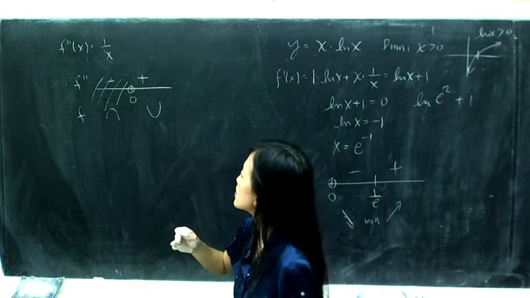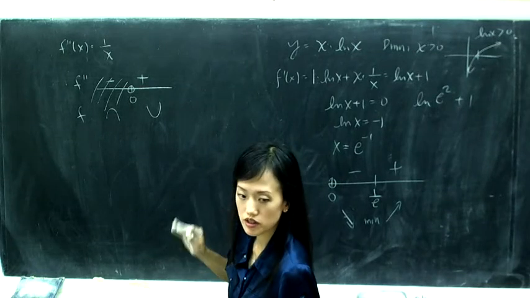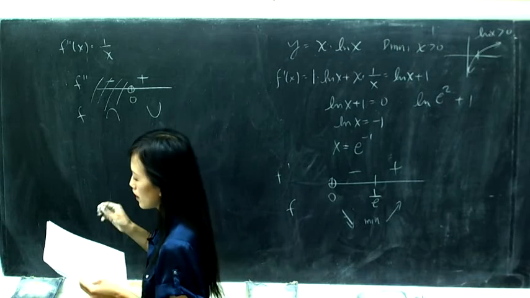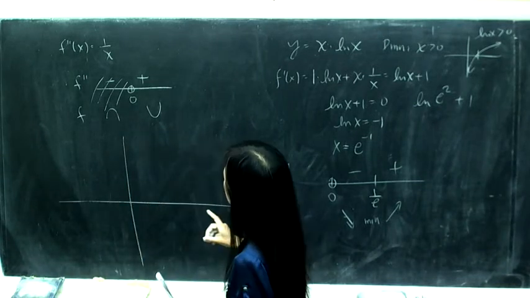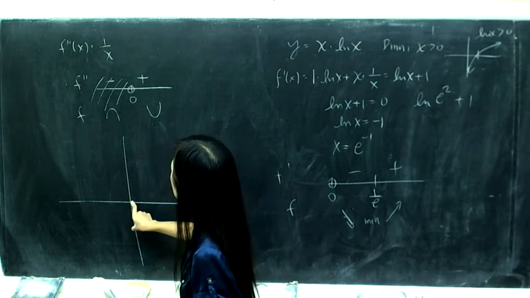Again, we can't go below 0, so it's all concave up, basically, right? To the right of 0, all concave up. Okay, try to sketch it. If you try to sketch this one, what does it look like? Something's going on here at 0.